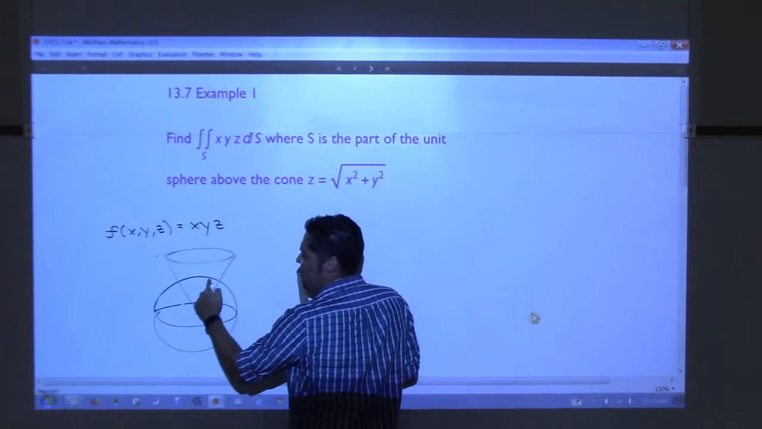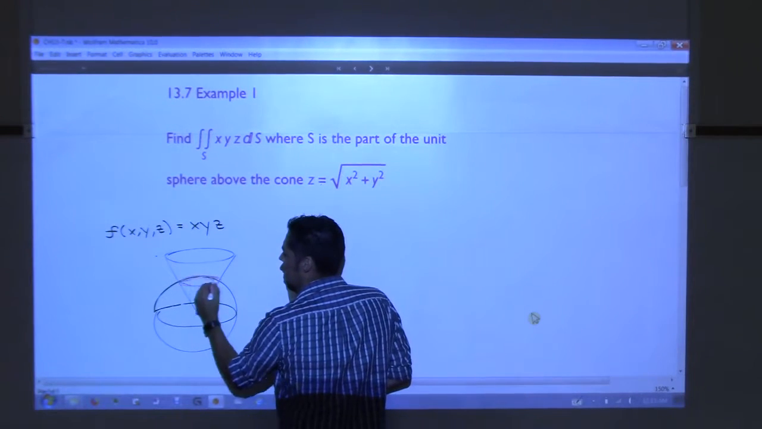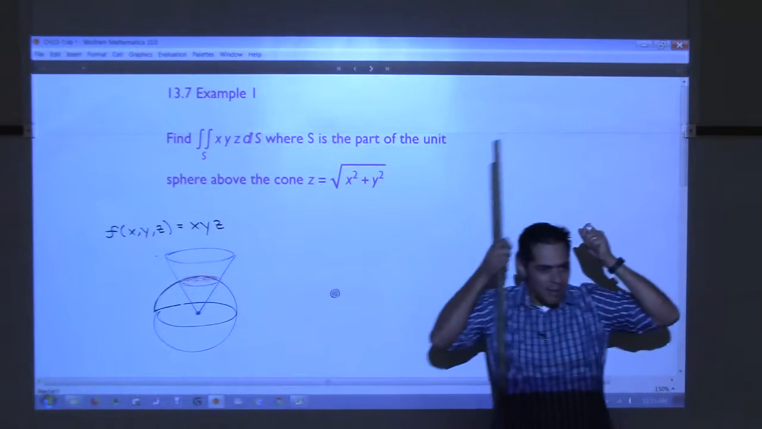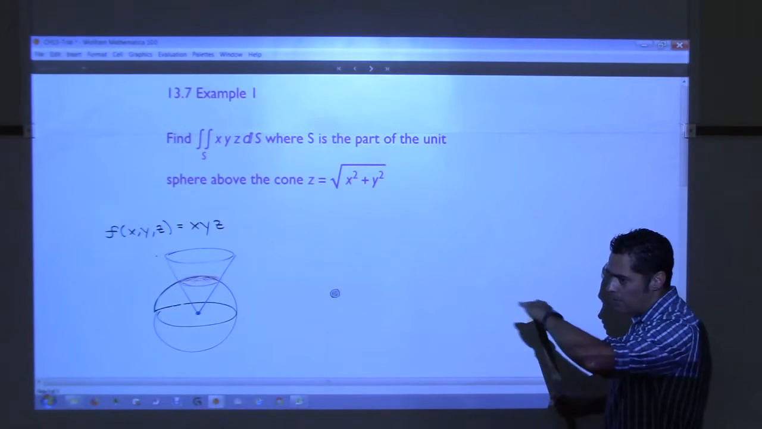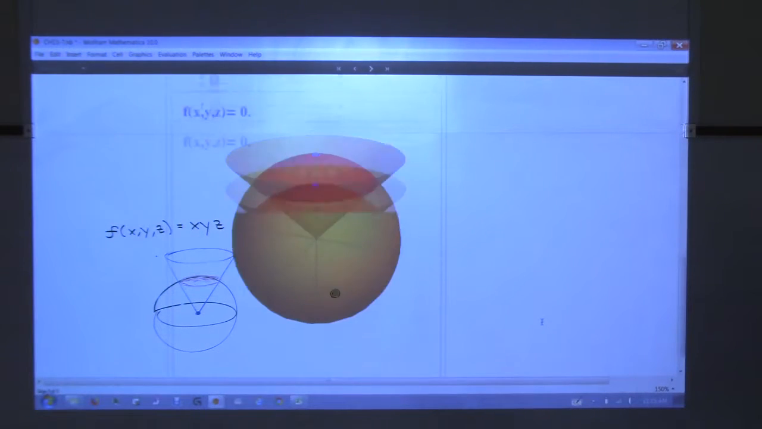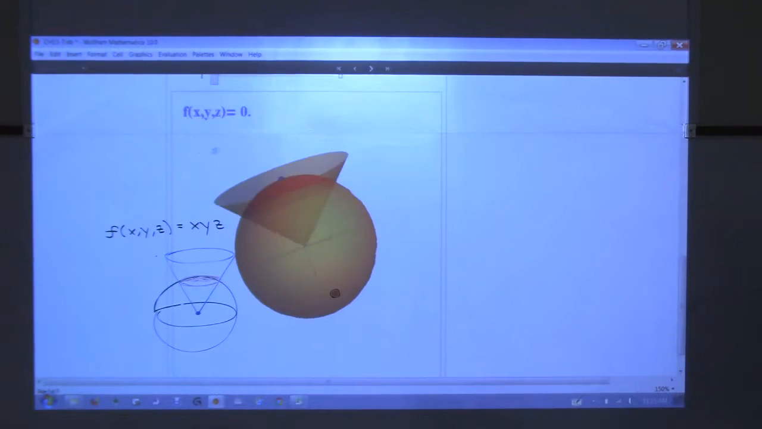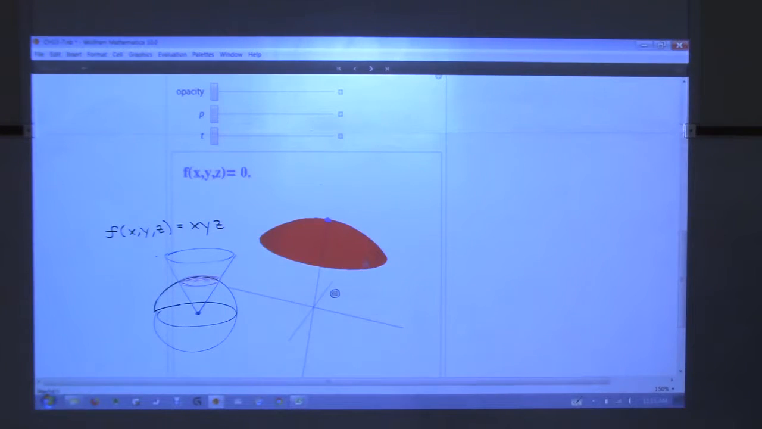It's this piece right here, but it's going to be kind of rounded, right? It's like a patch, a little dome, like a little cap, right? You'll see that? It's not solid though, right? It's just the surface. That piece right there is what we're talking about. Take everything else out of there. Okay, that's our surface that we're integrating over.